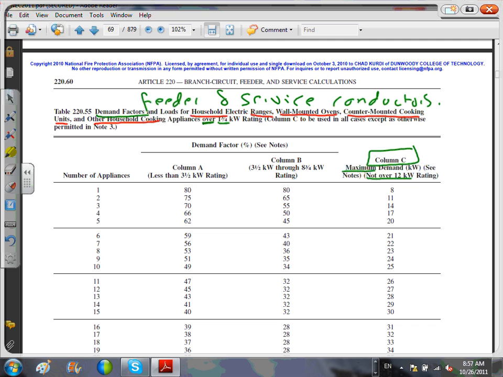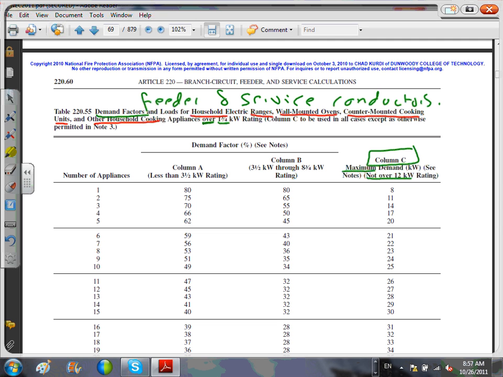So your default, always, is C, unless it gives you other alternatives to go to A or B. Cool? Your default is C, unless you're given an alternative to go to A or B. Okay? So that's your default.